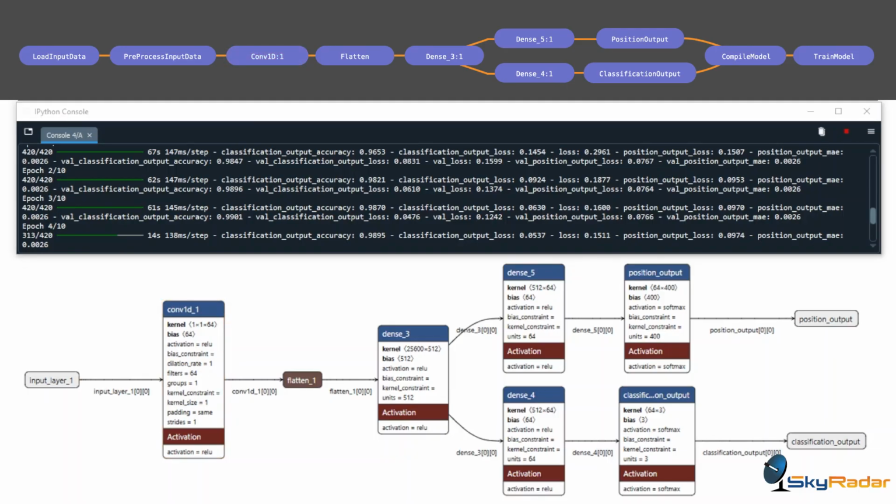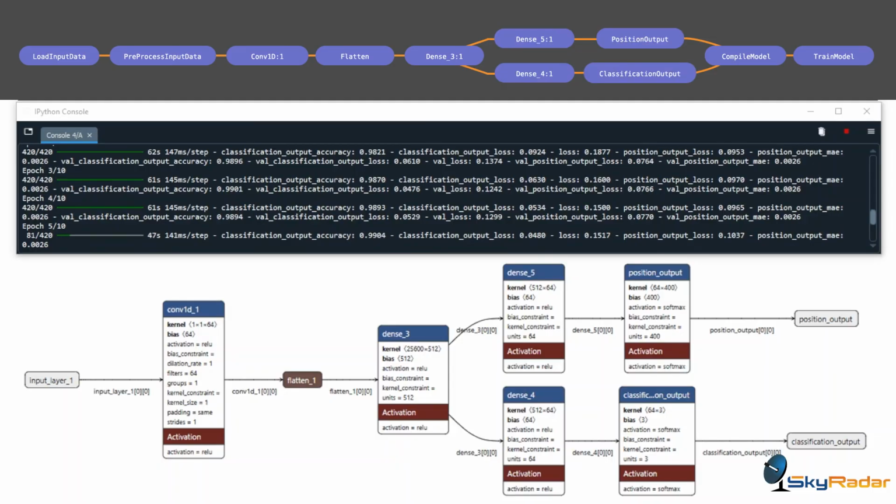The next block is the flatten block, which reshapes the data into a 1D vector, preparing it for the dense layers. The dense 3 block contains 512 neurons and 512 biases, using another ReLU activation function to learn high-level features. This dense layer serves as a critical bridge between feature extraction and the specialized branches of the model. From dense 3, the flow splits into the 2 previously mentioned branches.